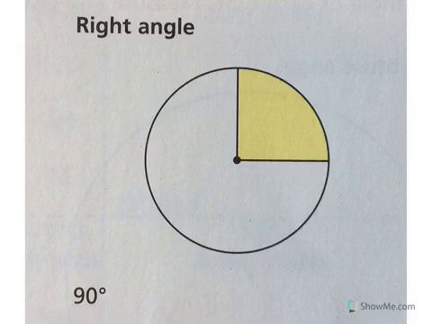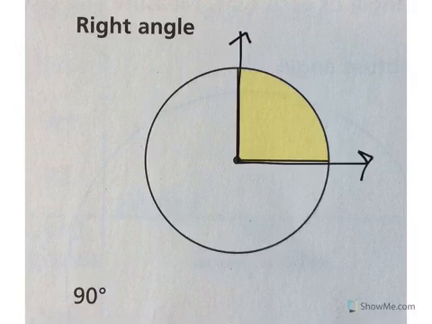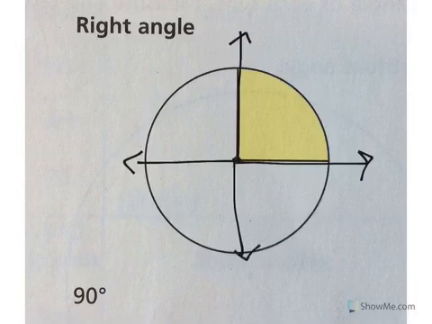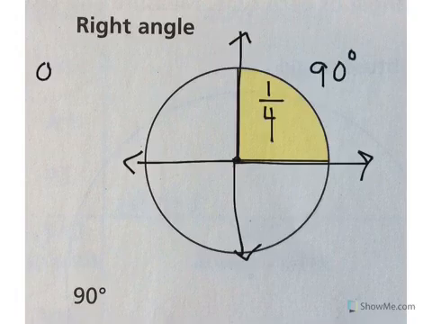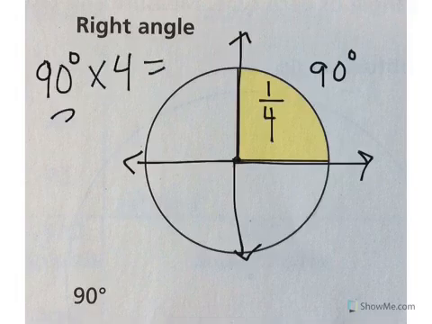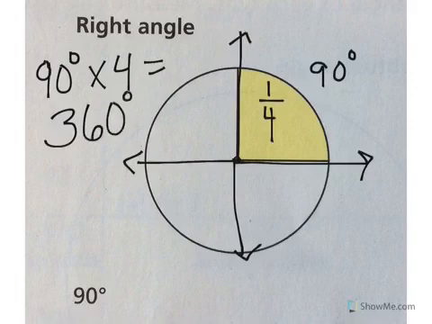A right angle is exactly 90 degrees. Here we can see a right angle inside of our circle. A right angle is exactly 1/4 of a circle. It takes 4 right angles to make a circle, or 4 90-degree angles. If we add 90 degrees 4 times, or multiply it by 4, we will get 360 degrees, which is the number of degrees in a circle.